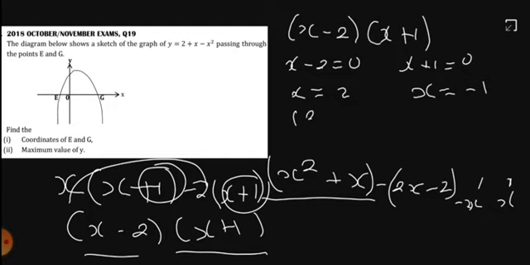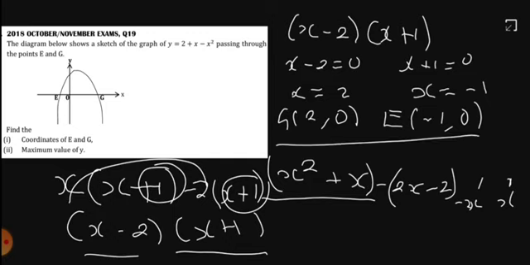Now, since we have two values of x, the first coordinate will be 2, 0, since on the x-axis, y is 0. And our next coordinate will be negative 1, 0. Now, which one is for G and which one is for E? When you look, G is on the positive x-axis, so this will be G. And E is on the negative x-axis, hence these will be the E coordinates.